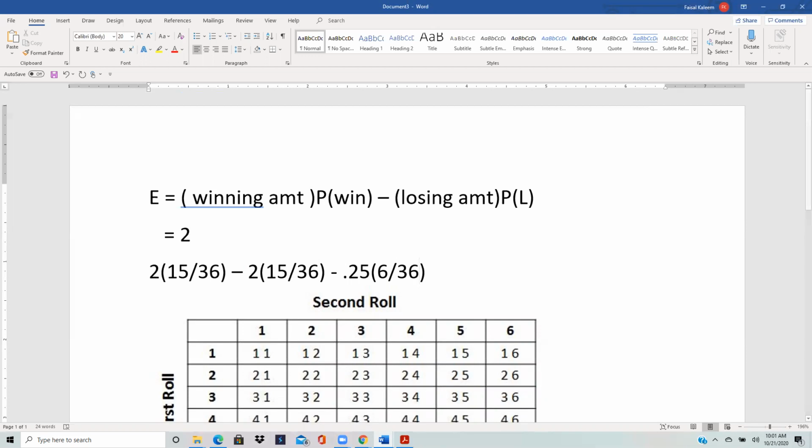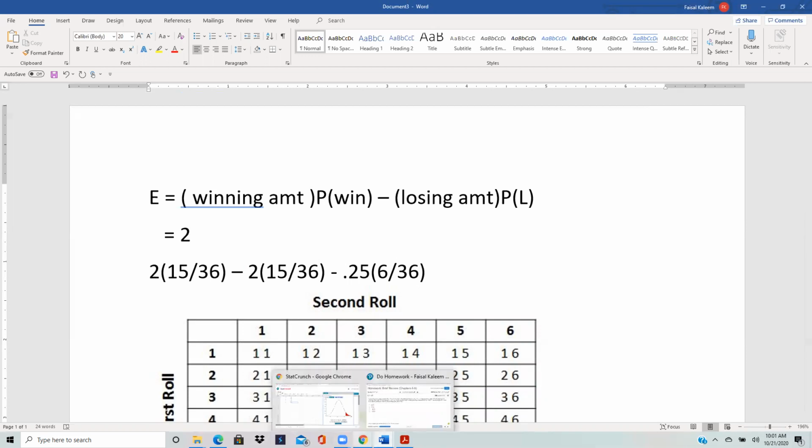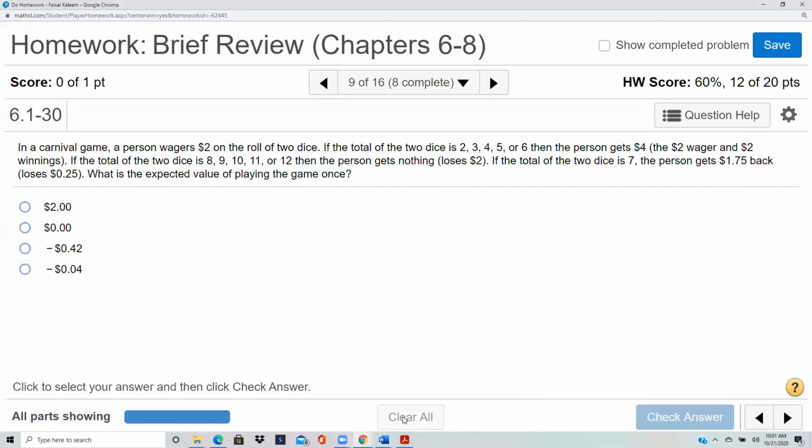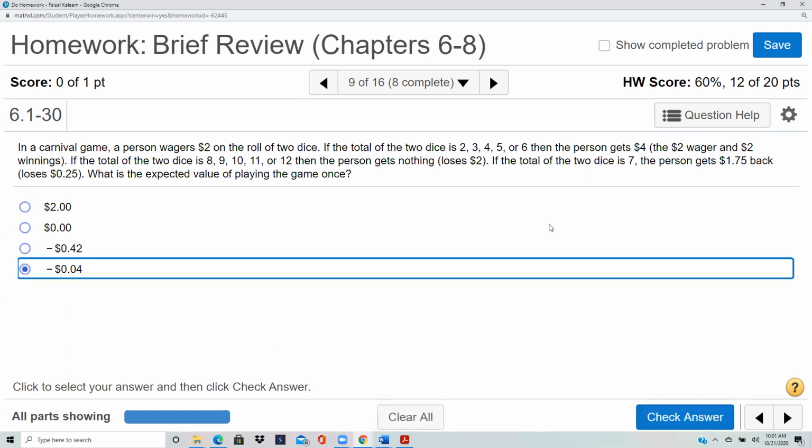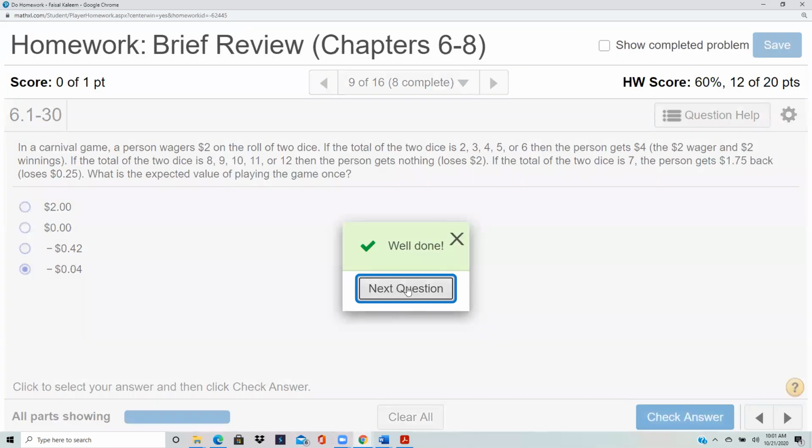So, okay, now 1.5 divided by 36, what is it? It'll be 0.04. The negative, right? So actually what this is saying is you should be willing to play this game only if somebody is willing to pay you 4 cents to play the game. Okay.